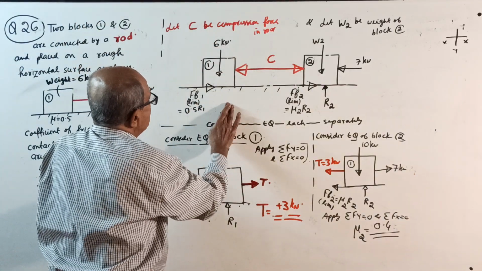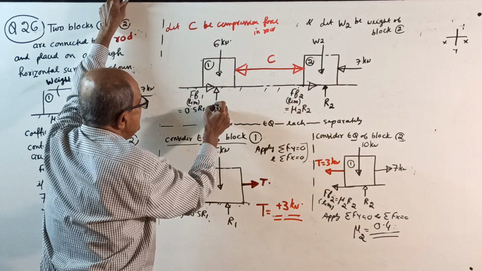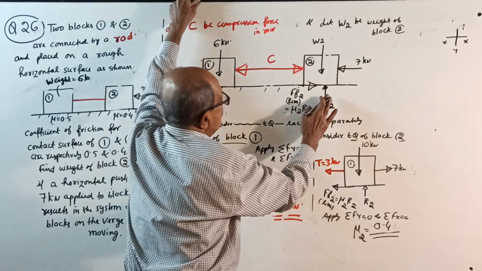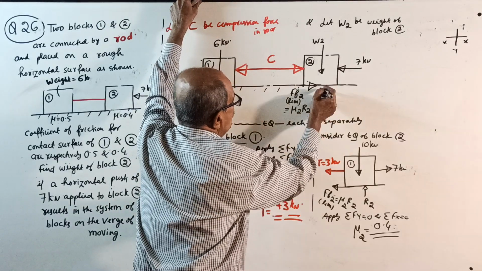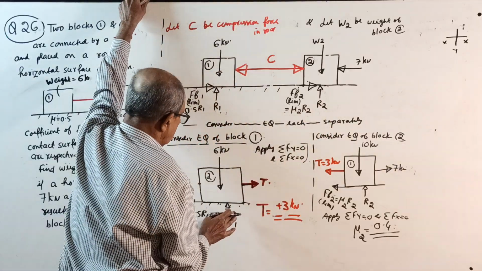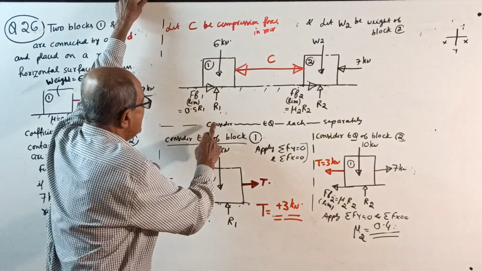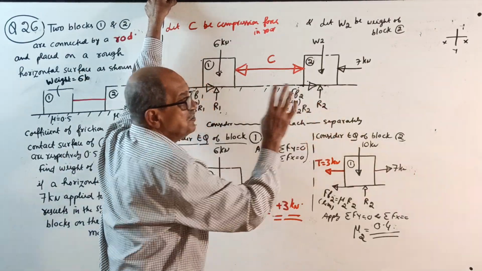Now what will happen is the normal reaction will slightly shift to the left side. I told the reason, but actually you don't need to bother about it. R2. So here also, okay, now write this much first, then consider equilibrium of each block separately.